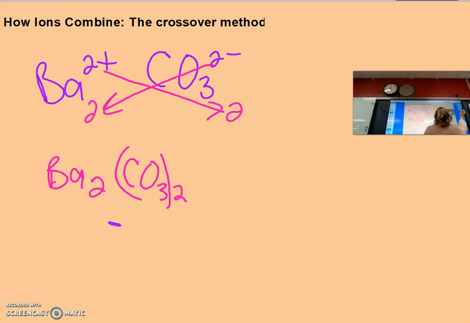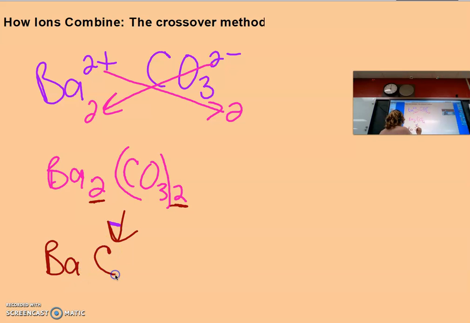However, do not forget, because this is a +2 and a -2, they're really only going to combine in that 1-to-1 ratio. I use the crossover method, so I have to reduce this down to the simplest whole number ratio: BaCO3, and I don't need the 2's. I reduced it so it's 1 of each. So this is the way we would write that.